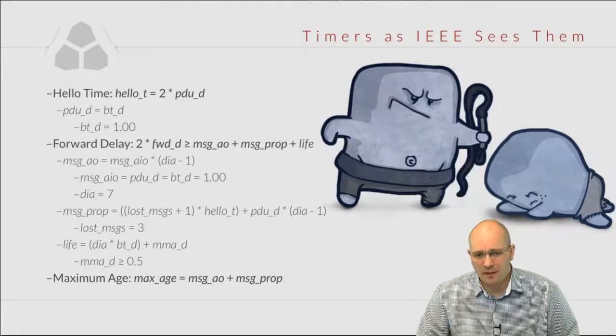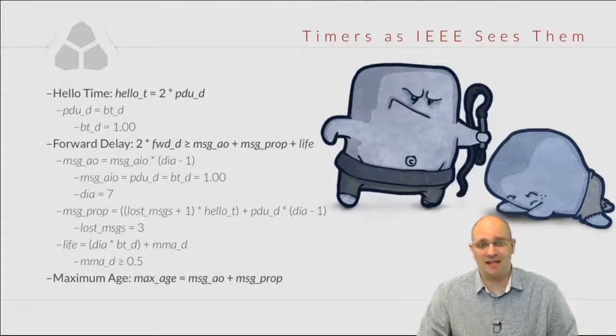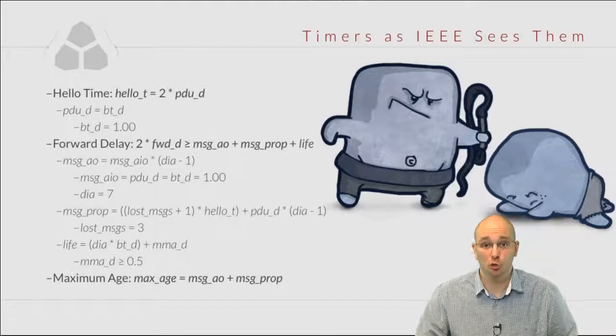The PDU-D is equal to a different timer called BT_D. BTD is the maximum bridge transit delay, and the recommended value is hard-coded at 1. So we can see that 2 times PDU-D, 2 times 1, is 2 seconds. So this is where the default value for the hello timer comes from.